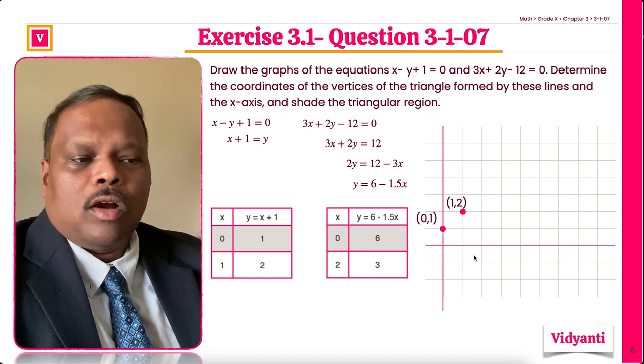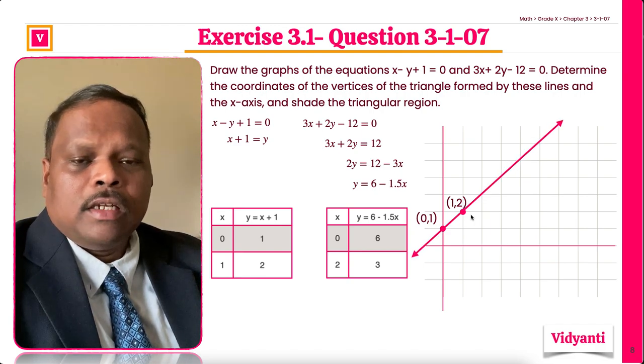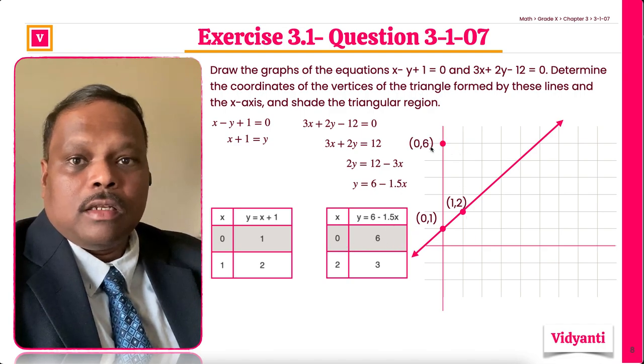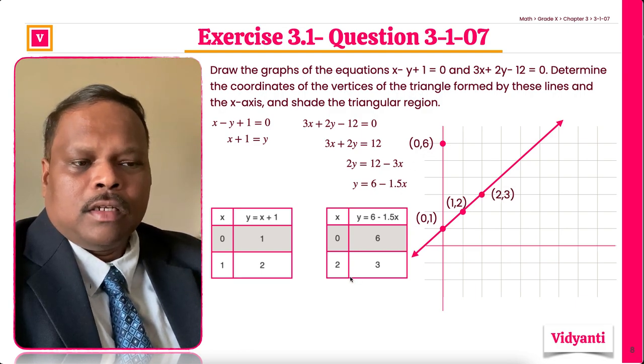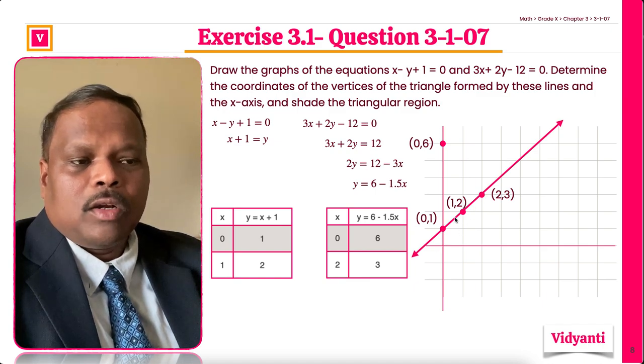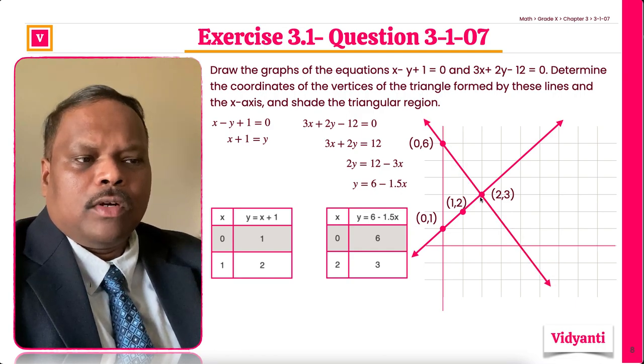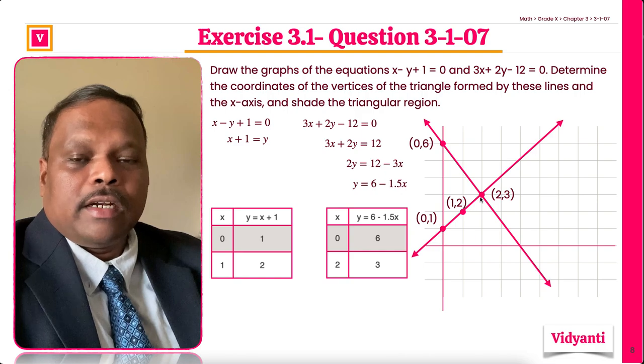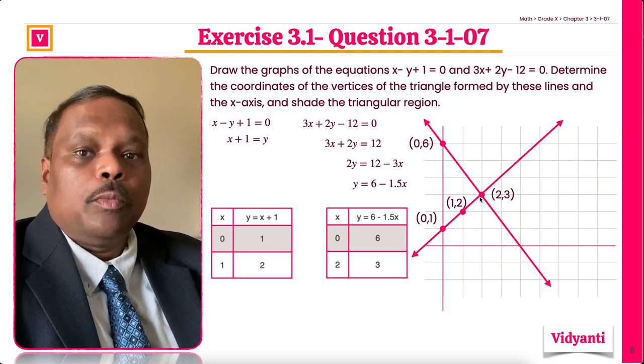The second point will be 1, 2. So 1 unit along the x-axis, 2 units along the y-axis. Let's draw a line passing through these 2 points. Let us repeat this process for the second equation too. The point will be 0, 6. So that would be here. Nothing along the horizontal axis, 6 along the y-axis. And the second point will be 2, 3, which is coincidentally coming on this line. It doesn't have to be necessarily on this line. Again, we will draw a second line passing through those 2 new points.